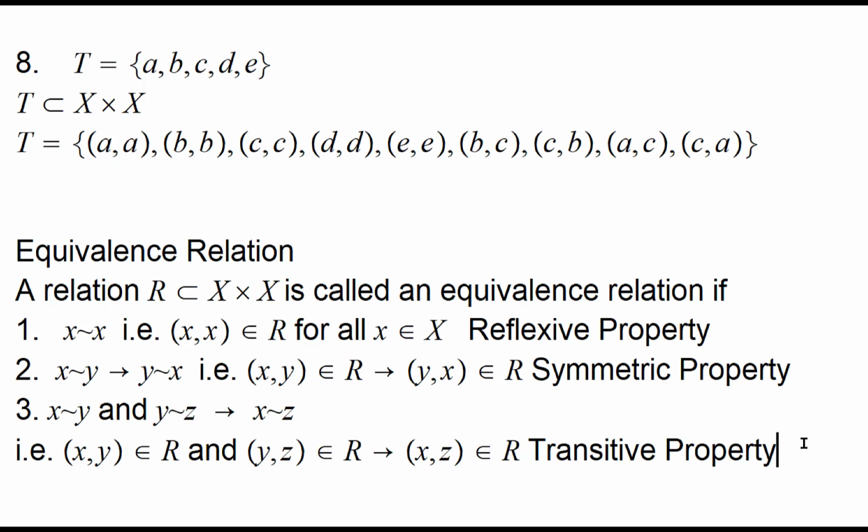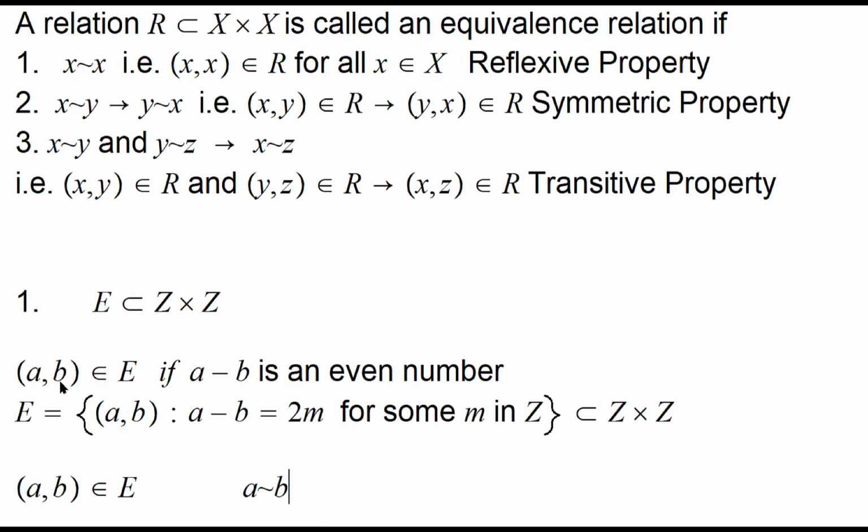So let's see which of the examples that we took satisfy all these 3 properties, because in order to be an equivalence relation, I have to satisfy all 3 properties. So let me bring the examples back one by one. Here we have example 1 revisited, where I took a relation in Z, defined by this: A is related to B if A minus B is an even integer.